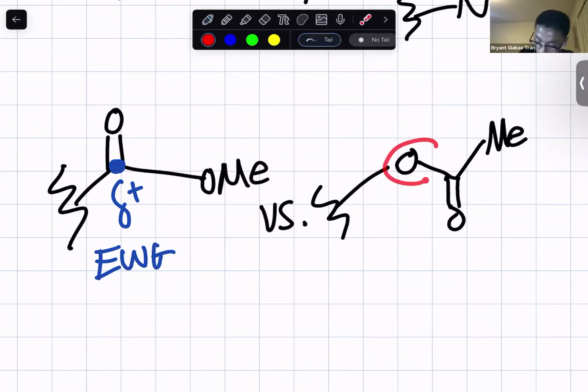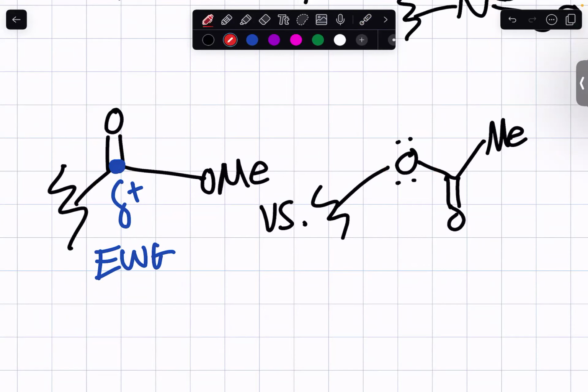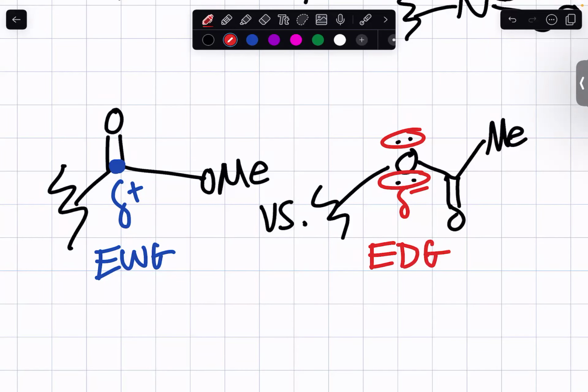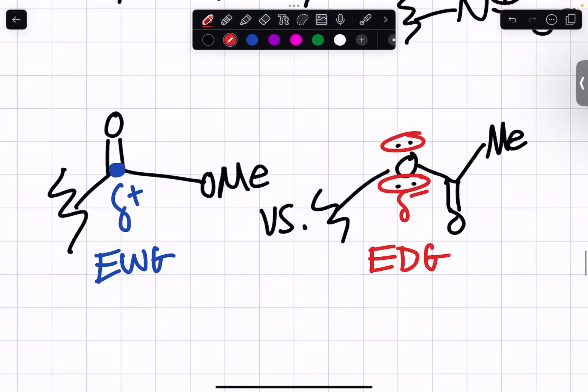The very first atom on the right is that oxygen right there. What is the partial charge of this oxygen here with 2 lone pairs of electrons? It's partially negative. And since it has 2 lone pairs of electrons, it can donate electrons. That is an EDG. Okay, I get it now. Right.